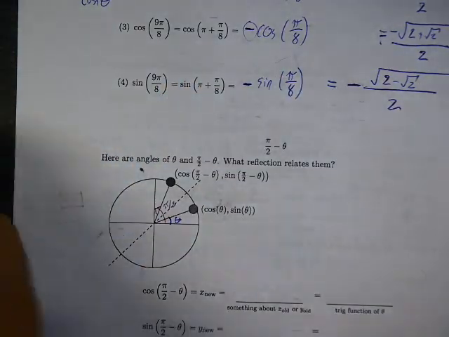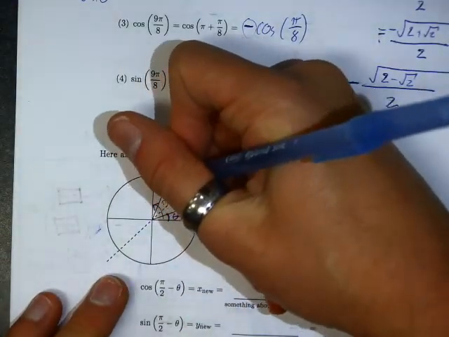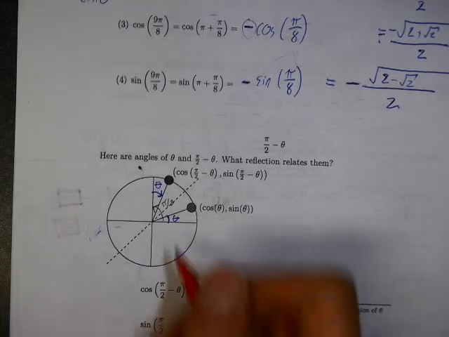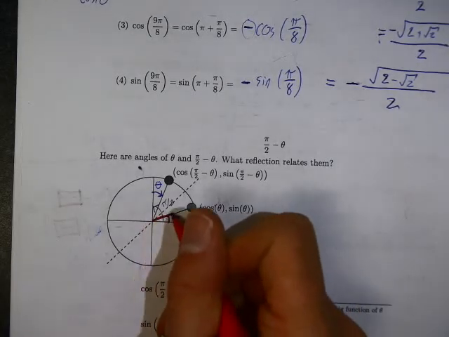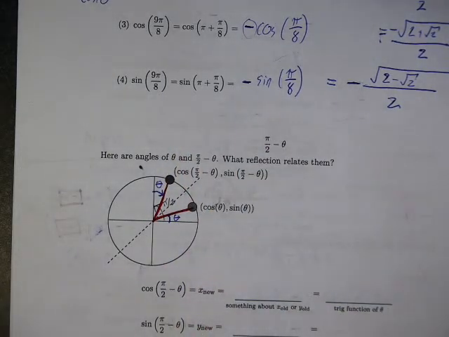And then rotate backwards by theta. So now that we have that in mind, focus in on just those red lines and those blue arcs. How are those two things related? How would you go from this line to that line?